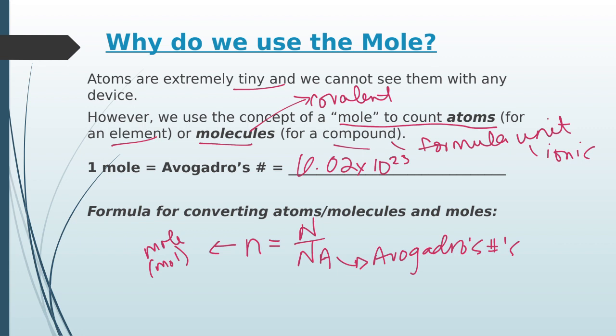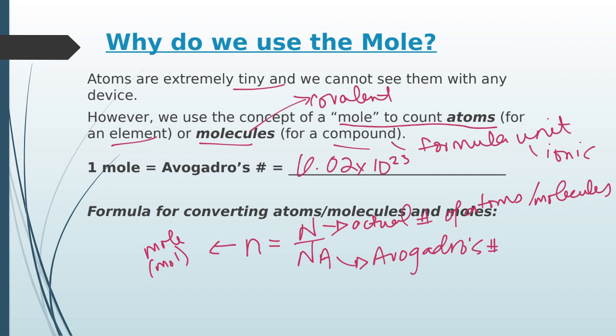which is this constant value of 6.02 times 10 to the 23. And again, the unit on that depends on whether you're talking about an element or a compound. And capital N refers to the actual number of atoms or molecules.